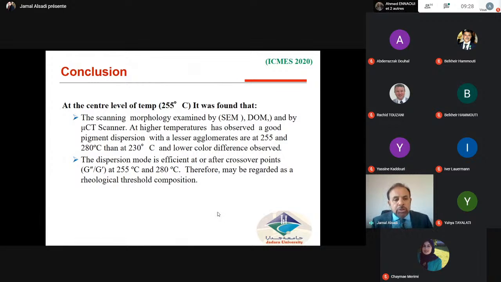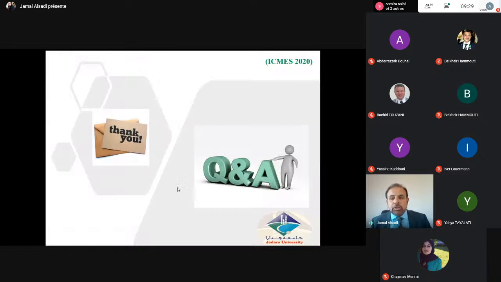So finally, the conclusion: as we have seen, the morphology examined by scanning electron microscopy, digital optical microscope, and CT scanner, all show that higher temperature has a good pigment dispersion with lesser agglomerates at 255 and 280 than 230, and lower color difference observed. And finally, the dispersion mode is efficient at a crossover point at almost 255 and 280. So therefore, maybe this is regarded as the rheological threshold composition.